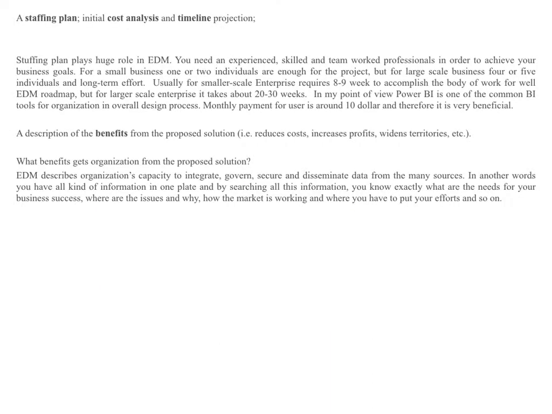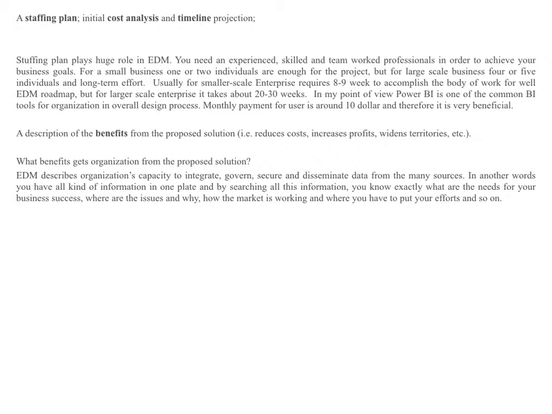Now let's talk a little bit about the staffing plan, cost analysis, and timeline projections, and about the benefits from the proposed solution. The staffing plan plays a huge role in EDM. You need experienced, skilled, and teamwork-oriented professionals in order to achieve your business goals. For a small business, 1 or 2 individuals are enough for the project, but for a large-scale business, 4 or 5 individuals and long-term effort.